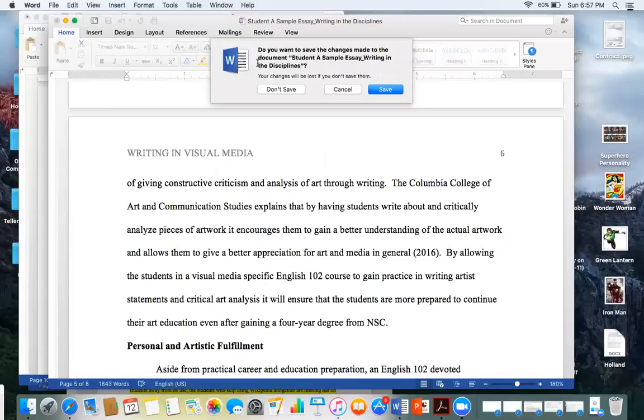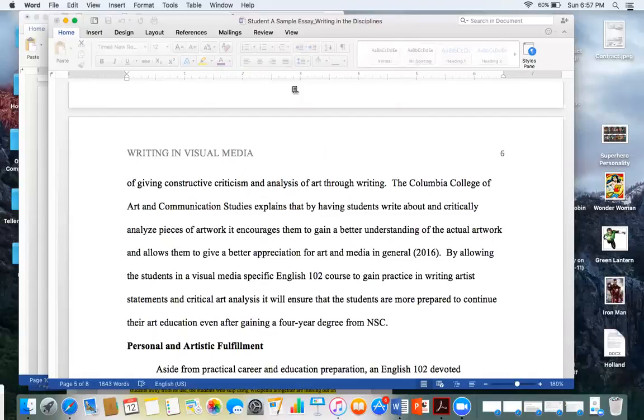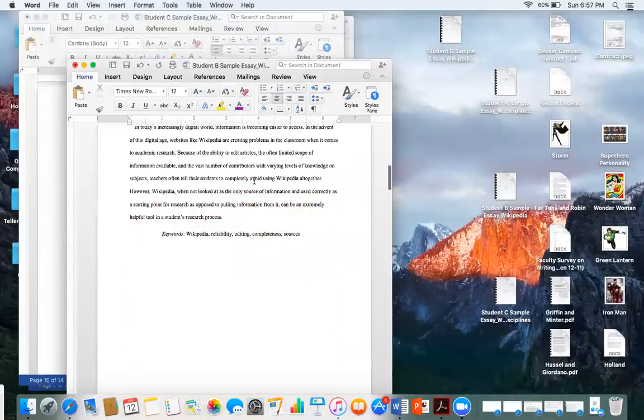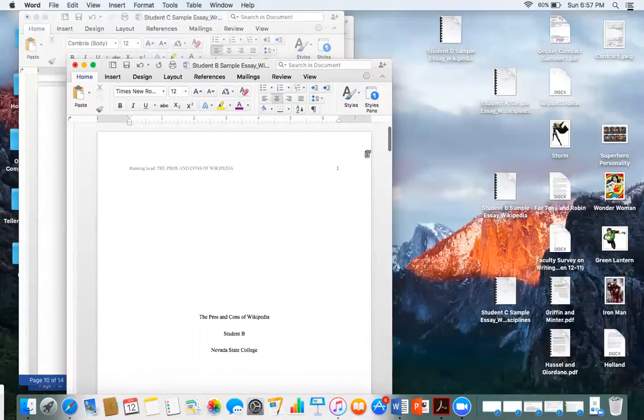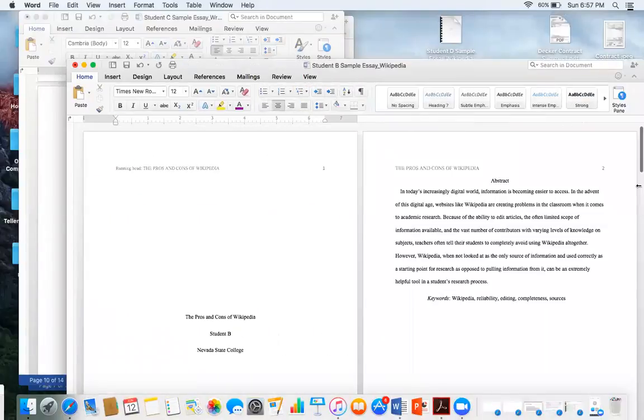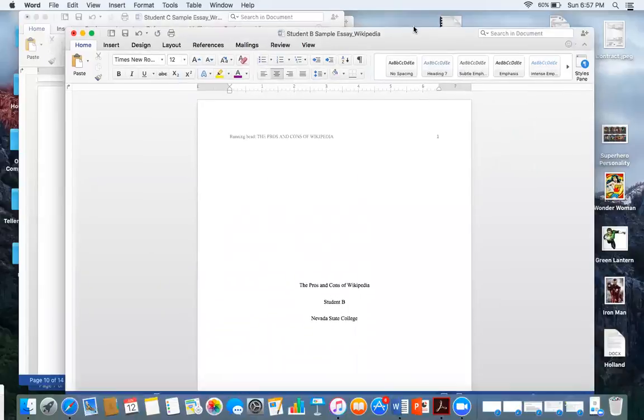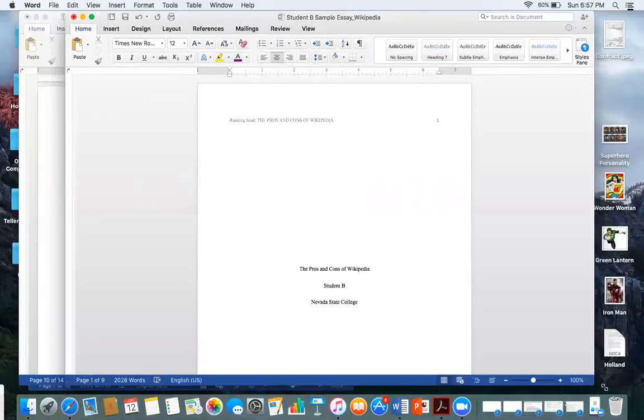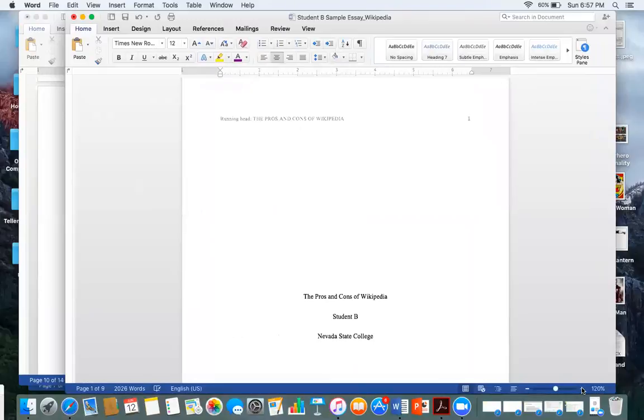Now let's look at student B's sample. So student B is actually writing on topic number 2, which is the old writing wisdom, and in the voice of McKinney Madalena. So this student's writing about Wikipedia, and actually both of the models I give you on this essay topic are on Wikipedia, so you can see how they maybe approach the topic a little bit differently.